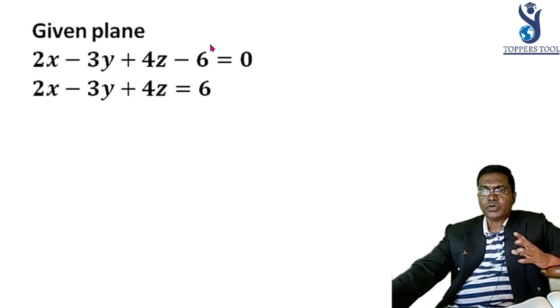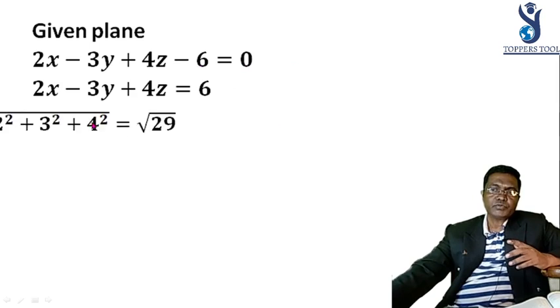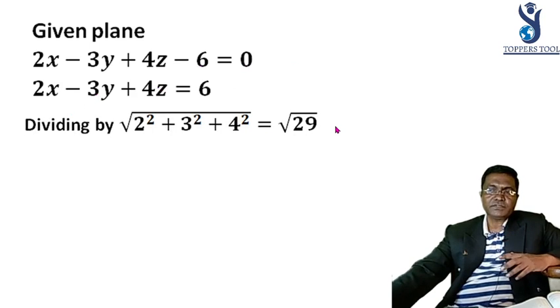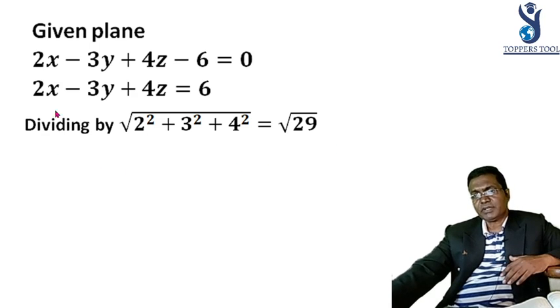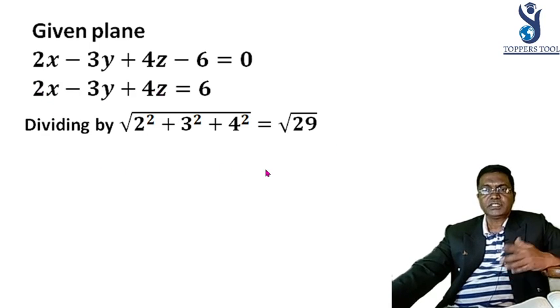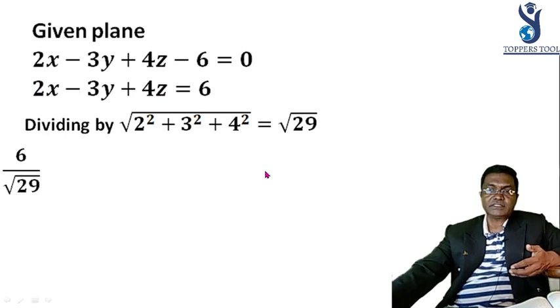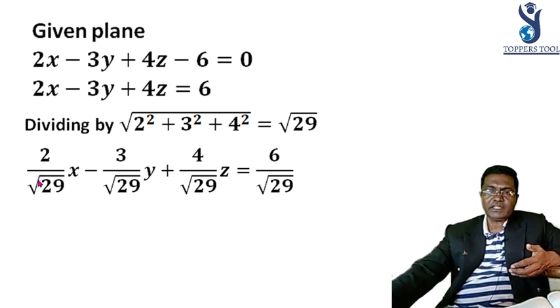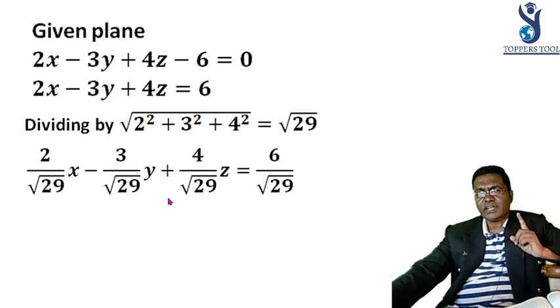The given plane is this. Transfer 6 to this side and divide throughout by the square root of 2 square plus 3 square plus 4 square, that is root 29, because these are the direction ratios. If you divide, you will get the direction cosines. On dividing, you will get 2 by root 29, 3 by root 29, and 4 by root 29, 6 by root 29. Now if you square and add them, you will definitely get 1, that is L square plus M square plus N square.